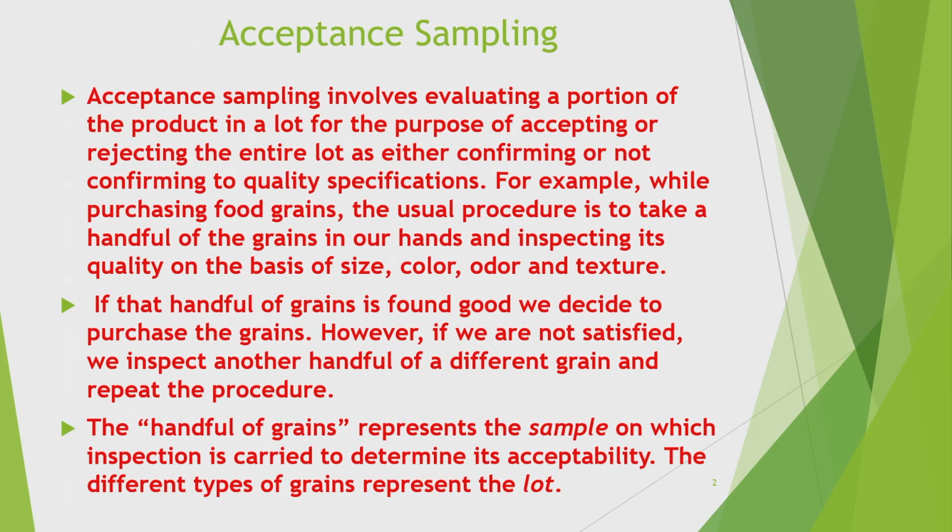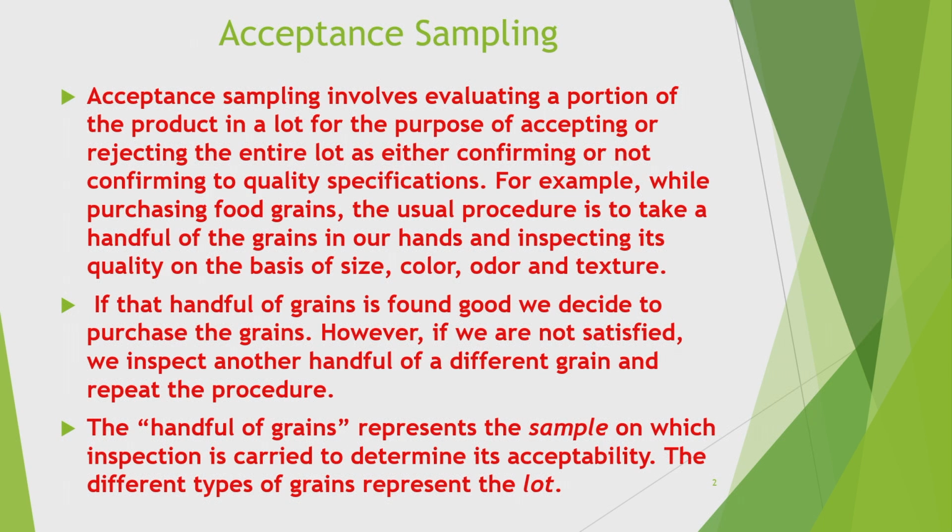Another example is purchasing food grains. The usual procedure is to take a handful of the grains in our hand and inspect its quality on the basis of size, color, odor and texture. If that handful of grains is found good, we decide to purchase the grains. However, if we are not satisfied, we inspect another handful of a different grain and repeat the procedure. So the handful of grains represents the sample on which inspection is carried out to determine its acceptability. The different types of grains represent the lot.